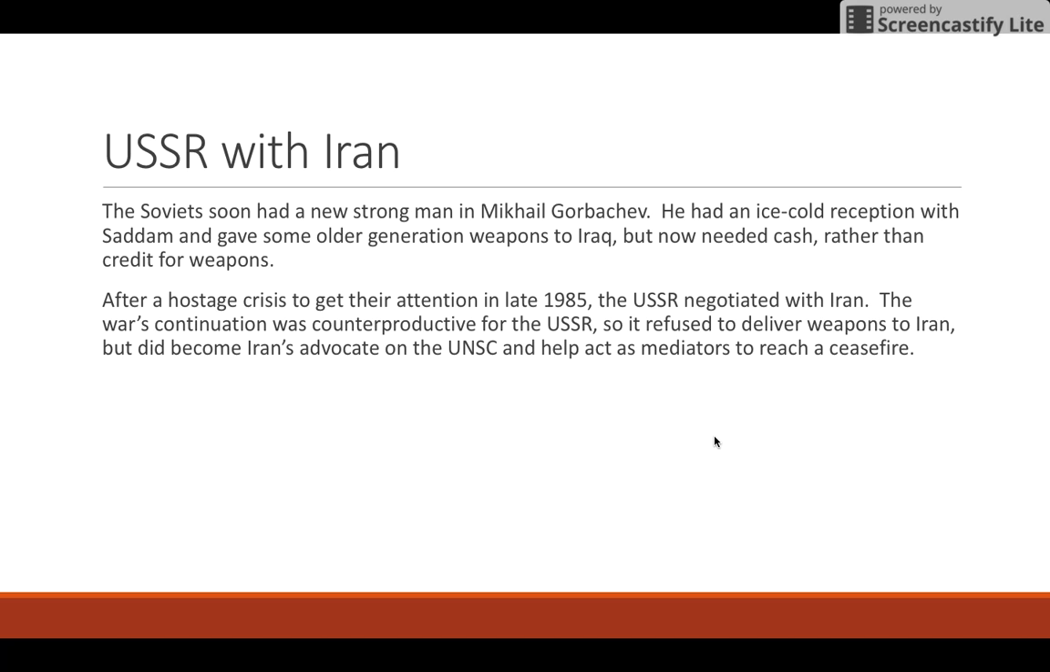Towards 1985, the Soviet Union had a new leader. This is Mikhail Gorbachev. When he first met with Saddam Hussein to try to see how relations would be, they had a really awkward introduction. It was a really awkward reception. Saddam had the gall to say, we need better weapons. You guys aren't giving us enough weapons. The Soviets said, okay, but now we need cash instead of just credit for weapons. So this is going to put the Iraqis at a disadvantage with the Soviet Union.